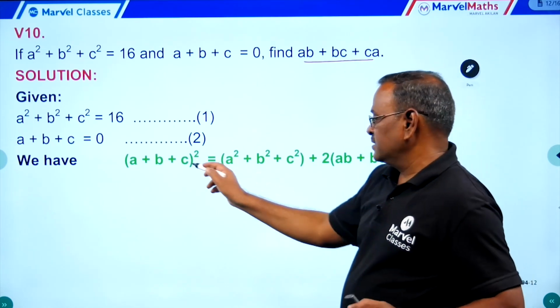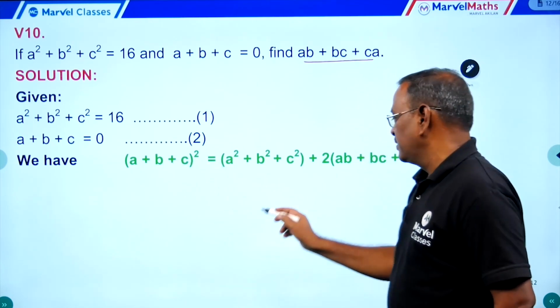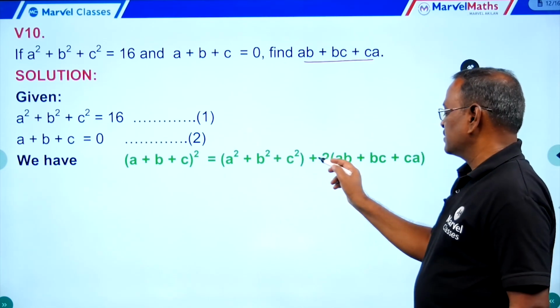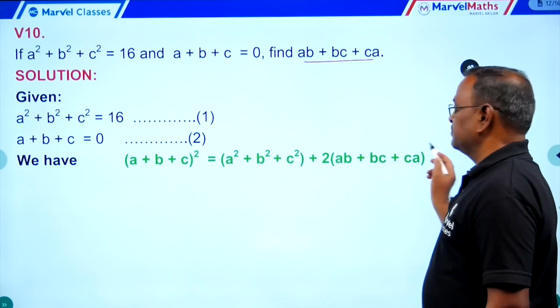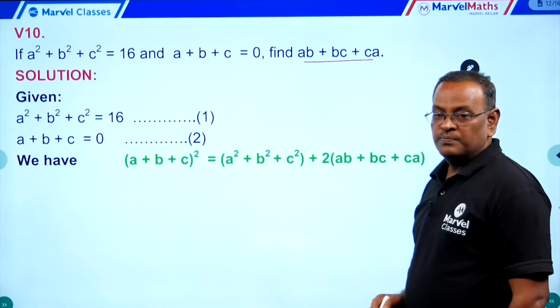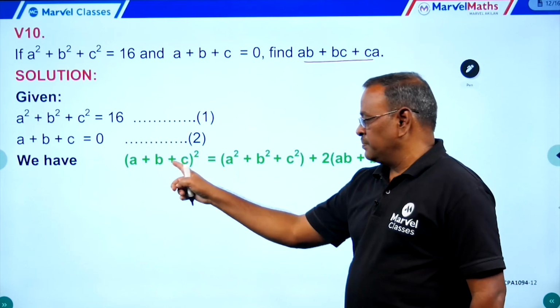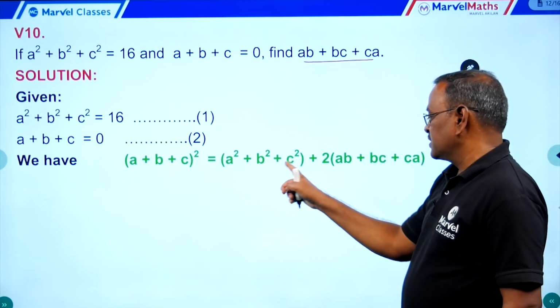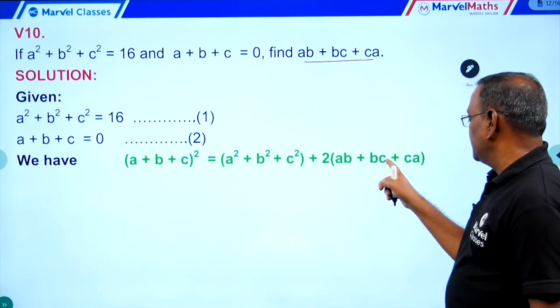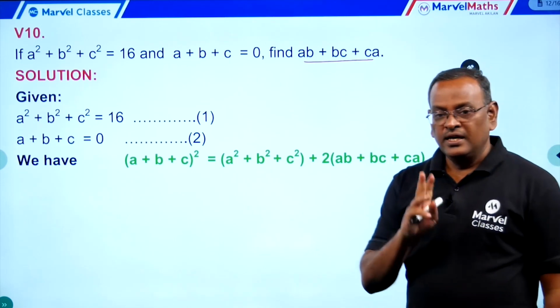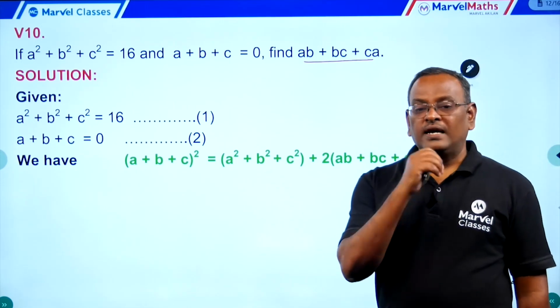The second format is this: a plus b plus c the whole square equal to a square plus b square plus c square plus 2 into ab plus bc plus ca, 2 taken outside. So in this green color identity, we have only three groups. One is a plus b plus c, another one is a square plus b square plus c square, and third one is ab plus bc plus ca. Out of three, if any two groups are given, you can calculate the third group.